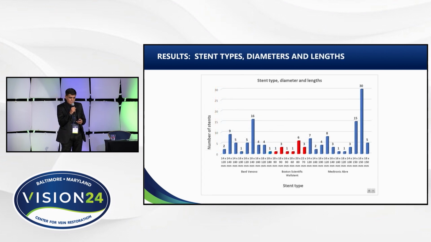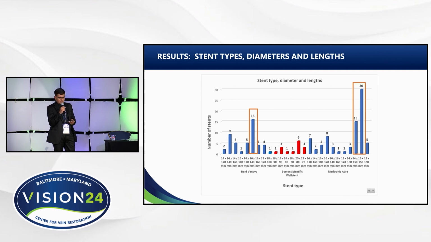So we were using Wallstents up to about early part of 2019, so there were a few Wallstents included in this study, but the majority of the stents used in this analysis were nitinol stents. For the Bard Venovo stent, the commonest size used was 16 by 140 millimeters, so quite long stents. For Medtronic's Abre stents, we used 16-150 in 30 patients, and 14-150 in 15 patients. And the longest Wallstent used was 20 by 80 millimeters. But there were only 15 patients who underwent Wallstenting at that time.